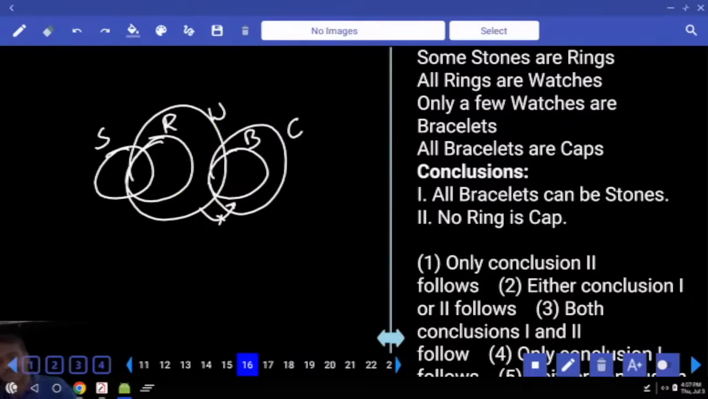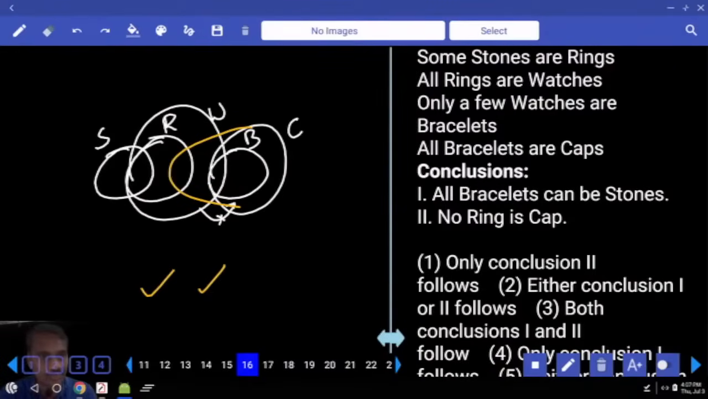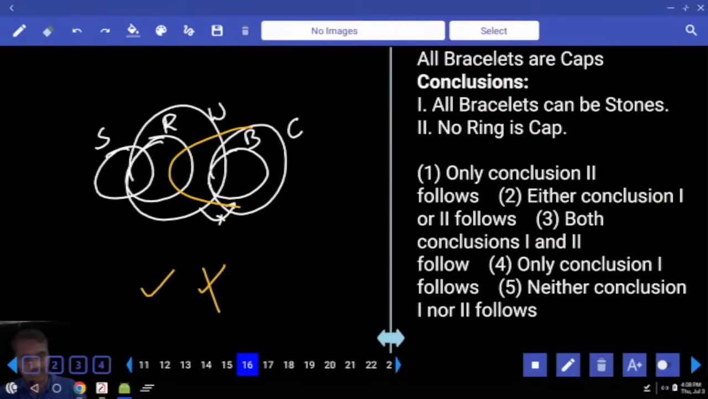Then next, what is the second conclusion we have? No ring is a cap. Ring is here, cap is here, true. To make this one false, some rings are caps. Possible or not possible? Yes, some rings are caps is possible. So no ring is a cap will be false. Then what is your answer? Only one is true. Choice 4 for question number 16. Done. Then next one, 17 onwards.